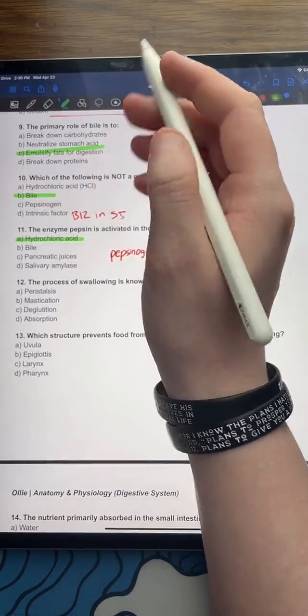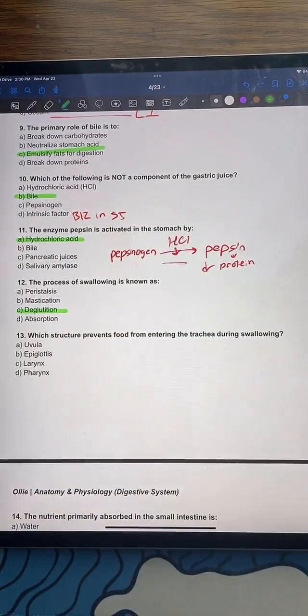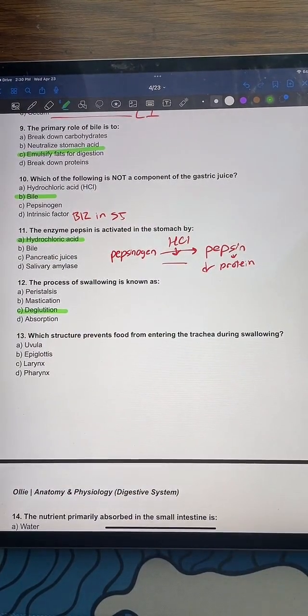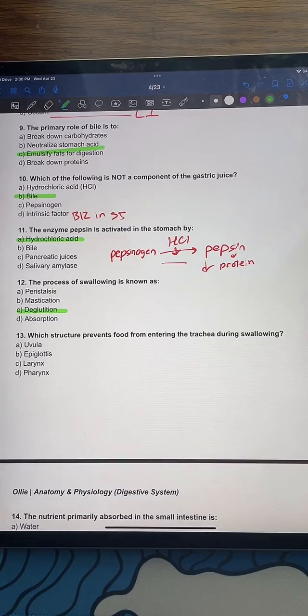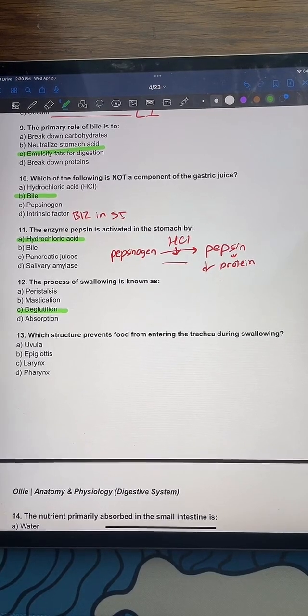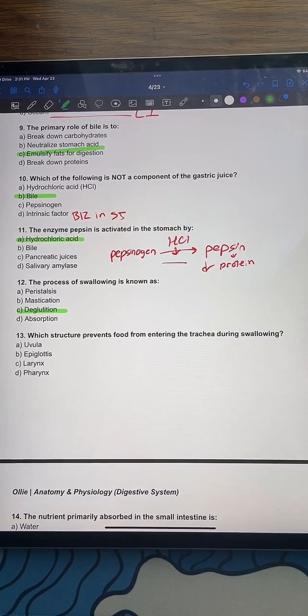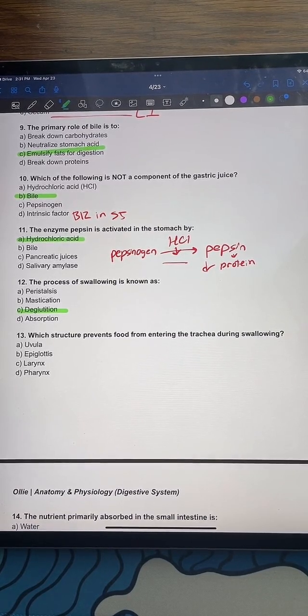The answer to 12 is C, deglutition. That is the process of swallowing, which is the movement of food from the mouth through the pharynx, esophagus, and to the stomach. Peristalsis refers to the muscle contractions that move food through the digestive tract, but it's not really swallowing. Mastication is the process of chewing food in the mouth. Absorption is taking nutrients from the digestive tract into the bloodstream, so not swallowing.